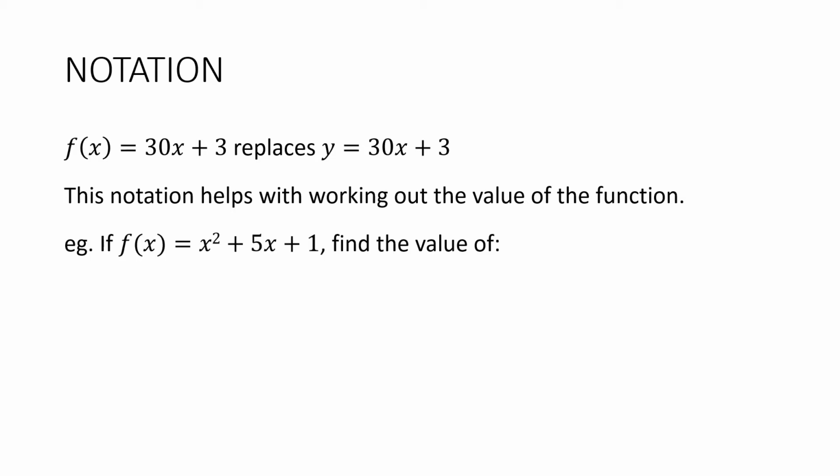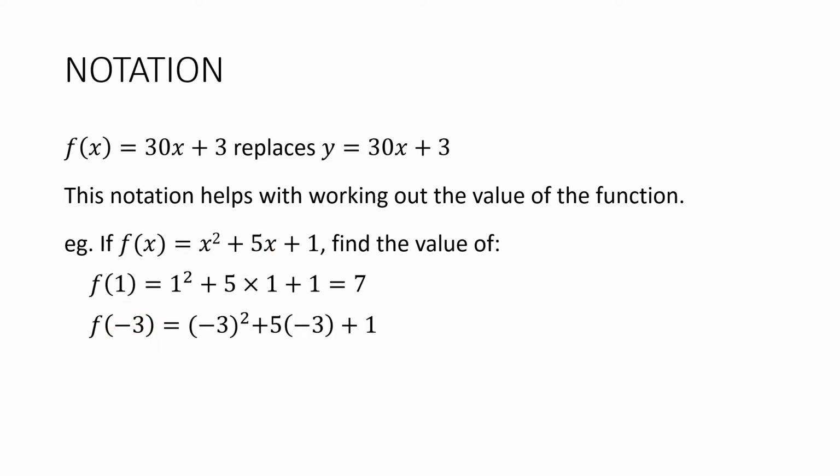So for example, if we have f of x is equal to x squared plus 5x plus 1, we might want to find the value of f of 1. It's just basic substitution. I'm going to put x is 1 in here. So I have 1 squared plus 5 times 1 plus 1, which is 7. If I want to find f of negative 3, I would encourage you to put any negatives in brackets when you do this substitution, because we want all of that squared, not just the 3. So if you put that in brackets, you're more likely to get it correct. This means minus 3 times minus 3, which is positive 9. So 9 take 15 plus 1 is negative 5.